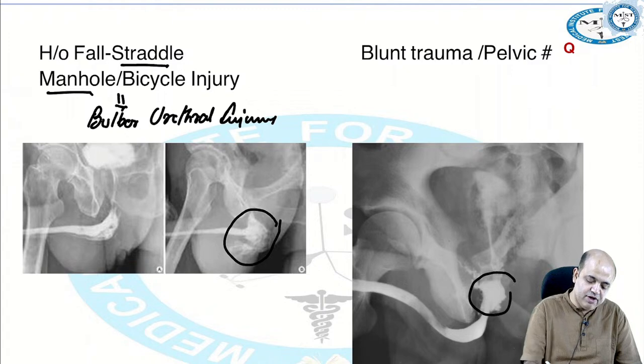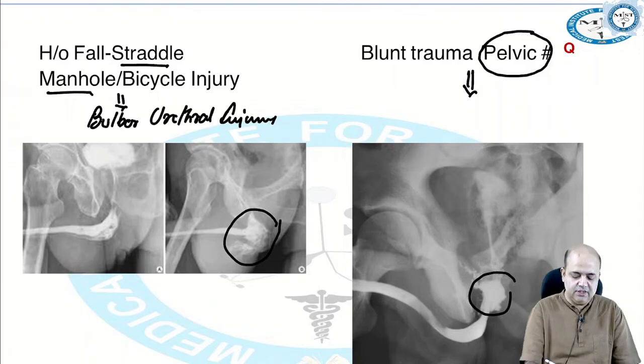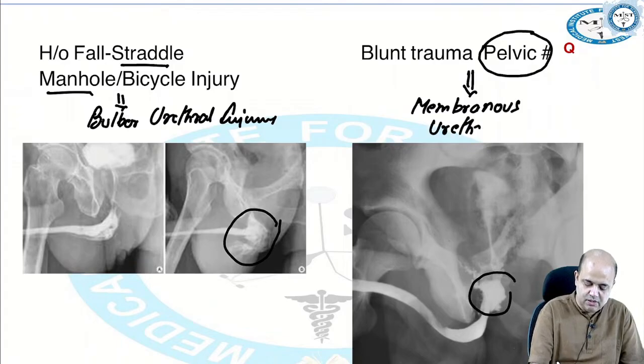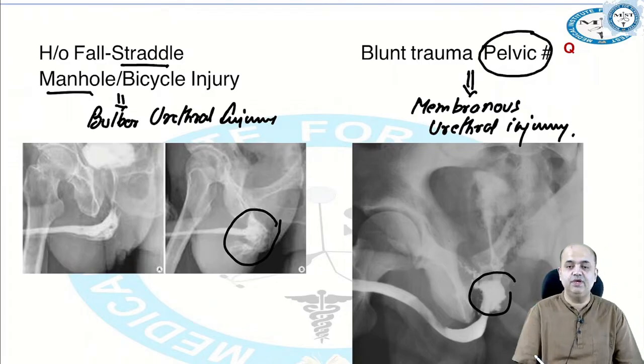There is a blunt trauma. There is a pelvic fracture. If we see the pelvic fracture and there is an extravasation of the contrast, there is a membranous urethral injury. Membranous urethral injury is present. Okay.